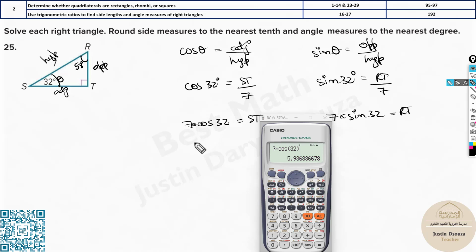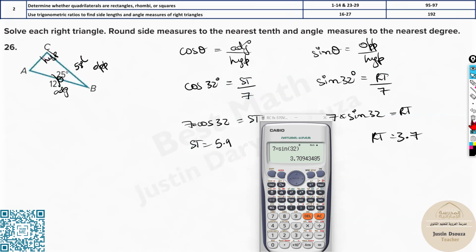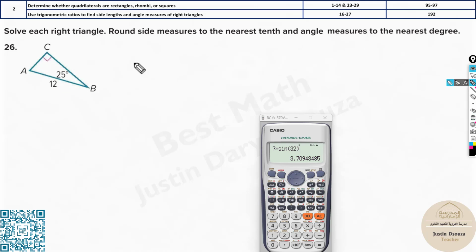Over here it is ST equals 5.9, whereas what about RT? Just change the cosine to sine, and you will get 3.70. That's just 3.7. So the answer is 3.7. Now you can also directly substitute in the calculator and get the answers directly. So the answers are 3.7, 5.9, and this was 58 degrees. Last two problems, we'll quickly do them.